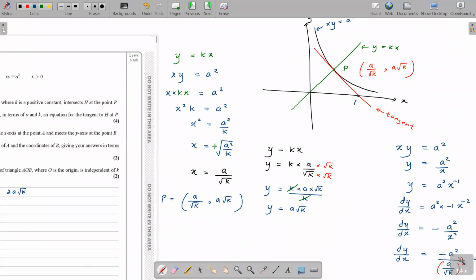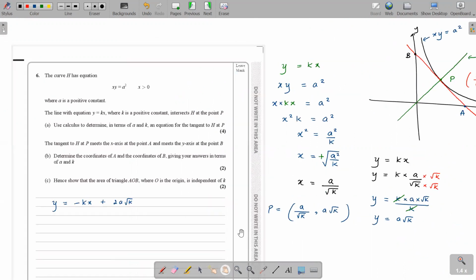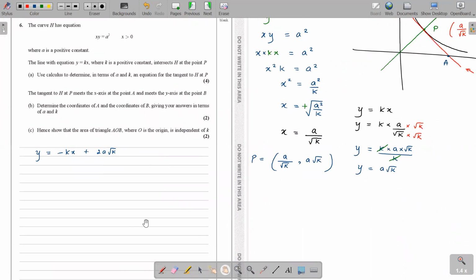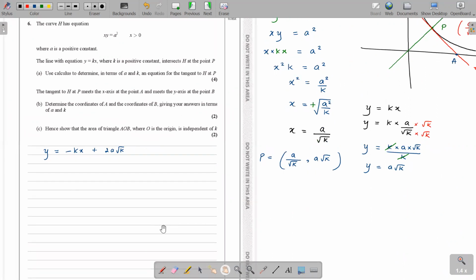It meets the x-axis at the point A and the y-axis at the point B. So if I make the line a little bit longer, it meets the y-axis at the point B. Do you see the points A and B? Having a small visual diagram always helps us understand what really goes on in this sum. Okay, so now what do we need to do? Determine the coordinates of A and the coordinates of B, giving your answers in terms of a and k.